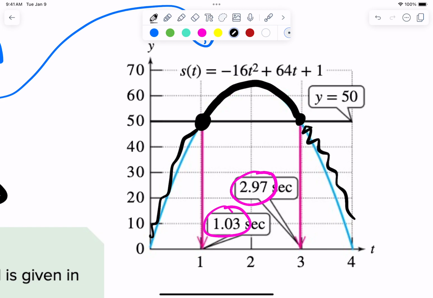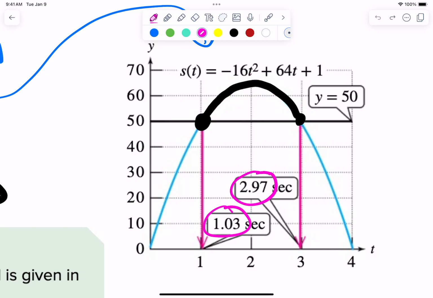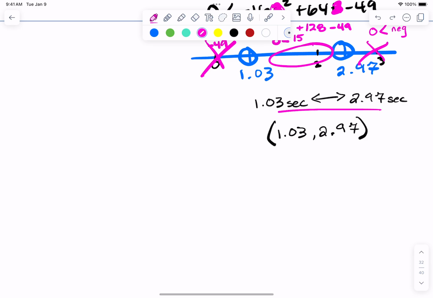Otherwise, he's going down. The whole way through, he's concave down. From here to here, he's increasing. From here to here, he's decreasing. But the whole way through, he's concave down. Okay, there you go. This is when he's above 50.